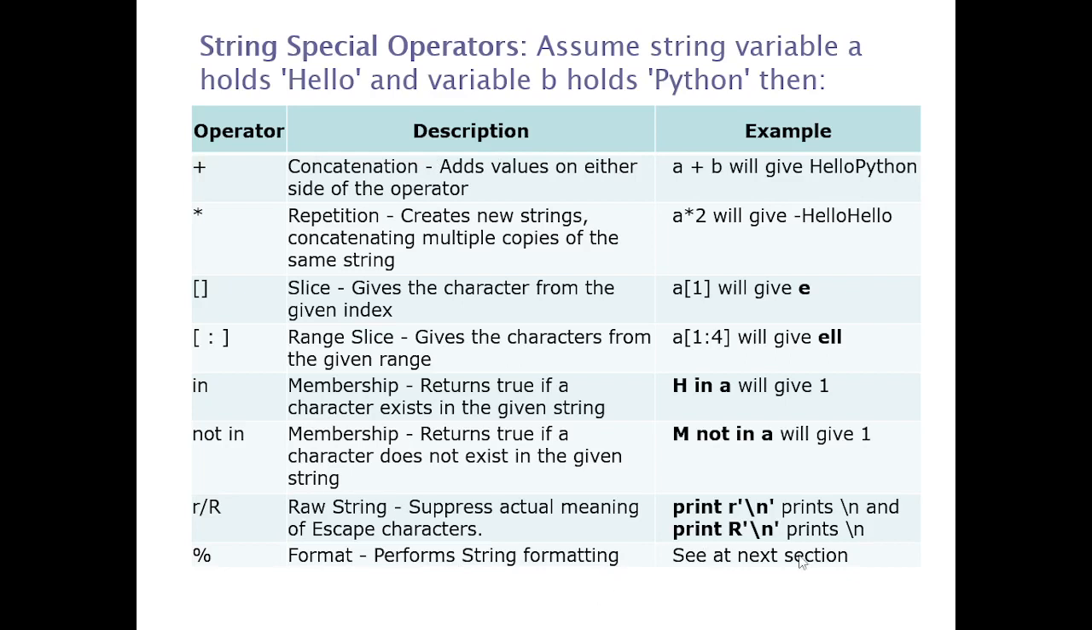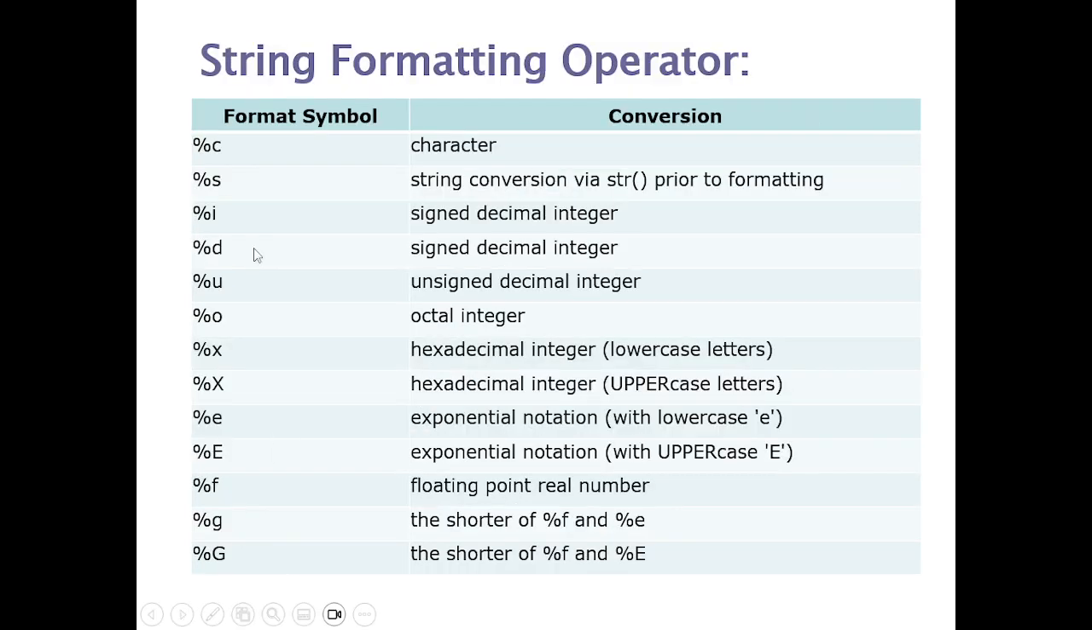So we will go with the next section for our string special operators. So string formatting operators continuation is %c or modulo c. We have the character conversion. For modulo s, we have the string conversion via str prior to formatting. Modulo i, signed decimal integer. Modulo d, signed decimal integer. So I think we can call it as %d. %u, unsigned decimal integer. %o, octal integer. %x, hexadecimal integer with lowercase letters. Then we have the %X for capital hexadecimal integer.